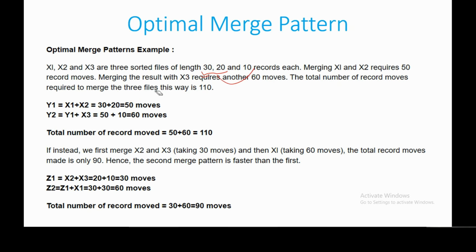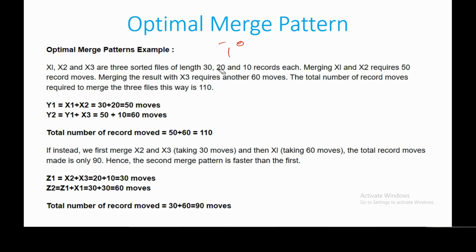Now let's suppose we merge x2 and x3 first. If we merge them, there will be a total of 30 moves, meaning we will have a new file with 30 elements, or length 30, and then we can merge this one with the 30. So we will have move 60. So the total moves will be 60 plus 30, that is 90.